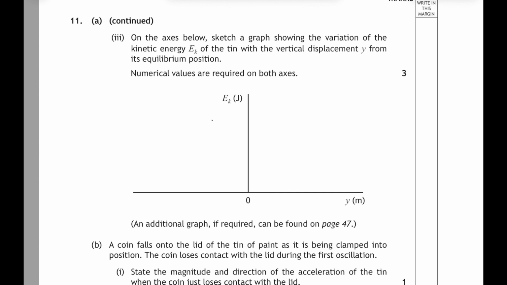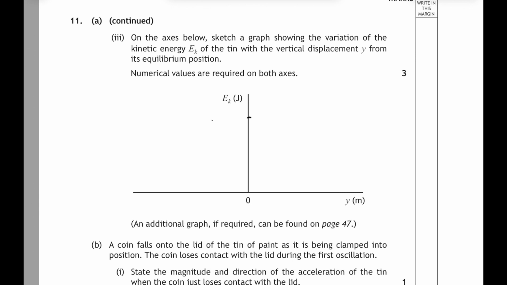Now remember, when Roman numerals are used, it means that the different parts of the question are connected. So we're going to need the answer from 11A part 2 to do 11A part 3 here. On the axis below, sketch a graph showing the variation of the kinetic energy EK of the tin with the vertical displacement y from its equilibrium position, and numerical values are required on both axes.